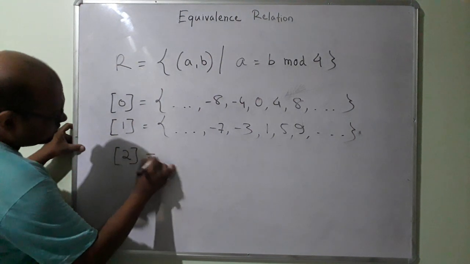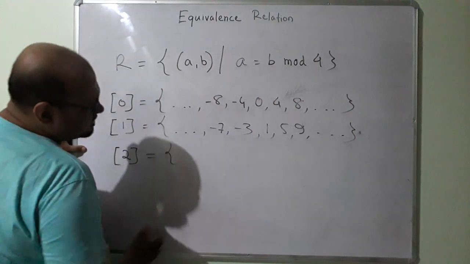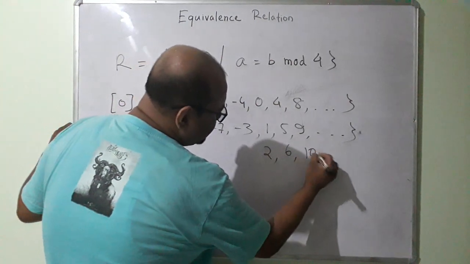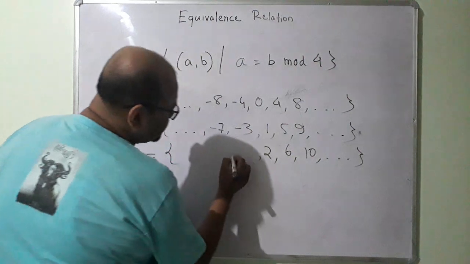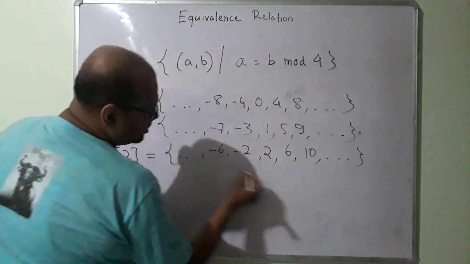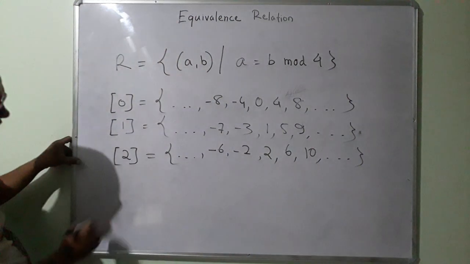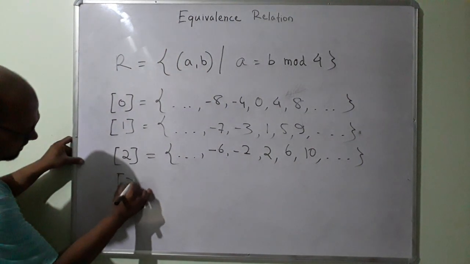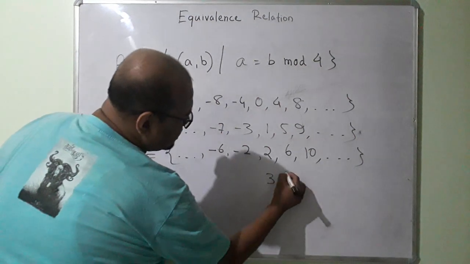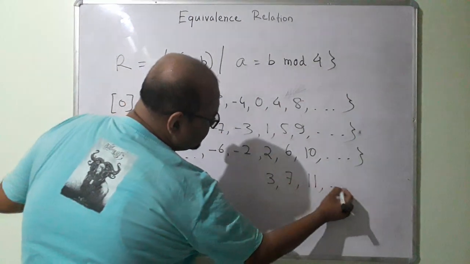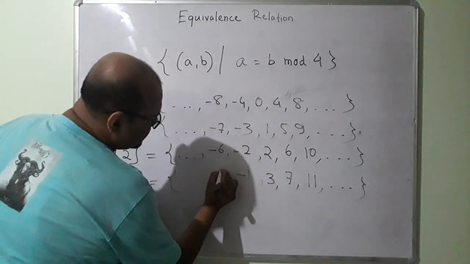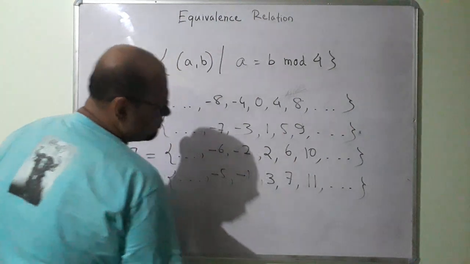We will have two equivalence classes. One is represented by 2, so this will have 2, this will have 6, this will have 10 and so on in this direction. In this direction I will have -2, then -6 and so on. I will have the equivalence class of 3. This will have 3, this will have 7, this will have 11 and so on. In this I will have -1, -5 and so on.